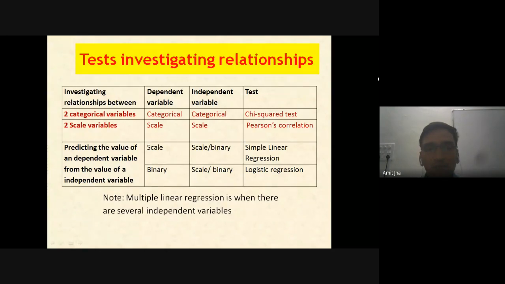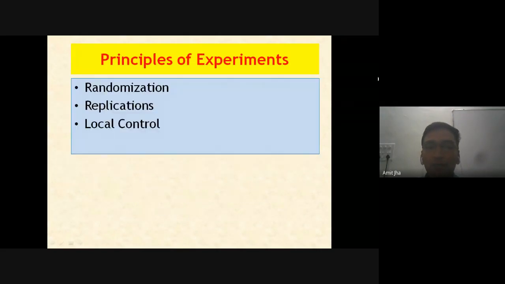Look, when we use a t-test, and when we use a chi-square test. If it is a chi-square test, two categorical variables are there. If scale variables are there, then we go for Pearson correlation, simple linear regression, and logistic regression, used for predicting the value of the dependent variable from the value of the independent variable.